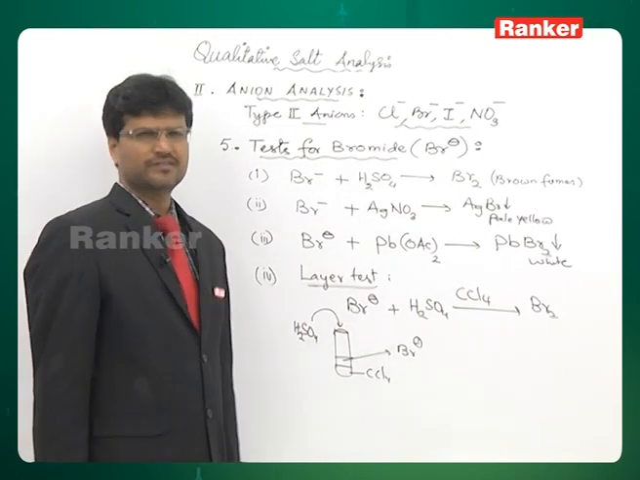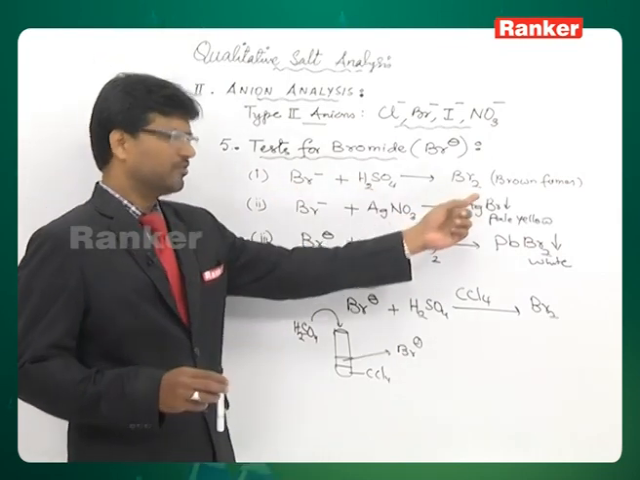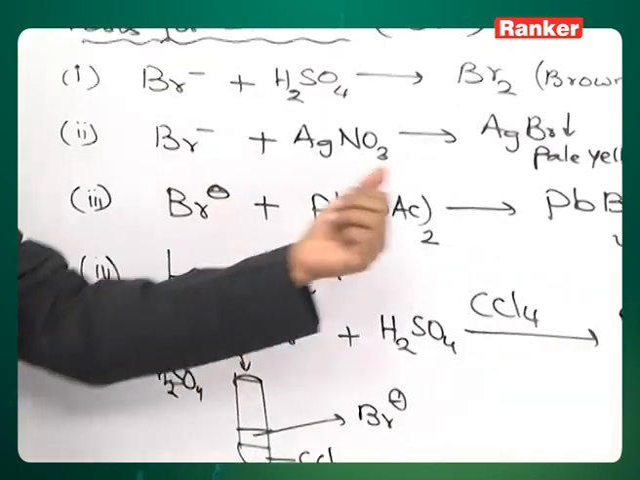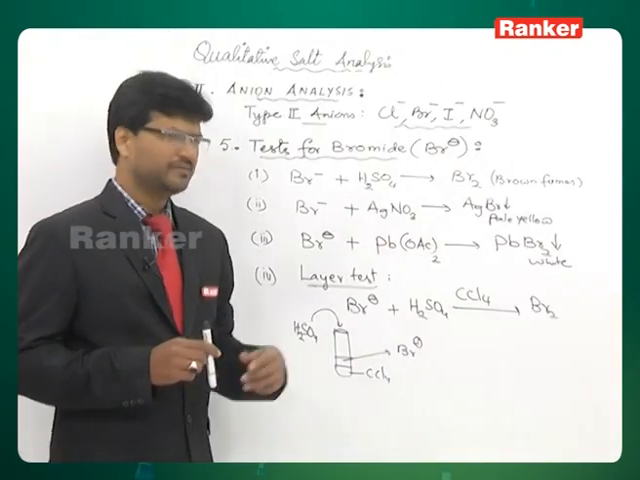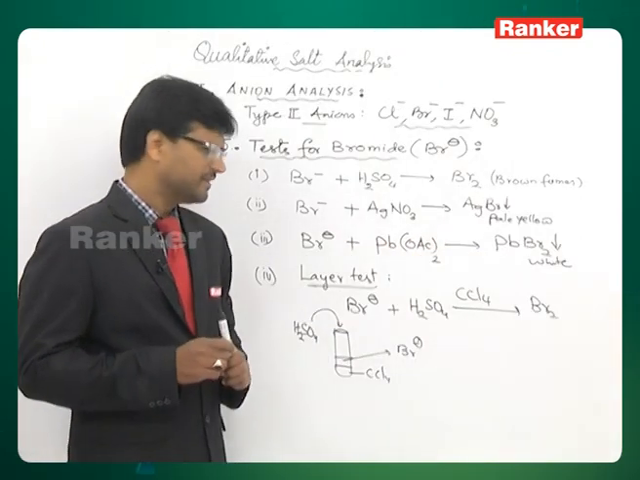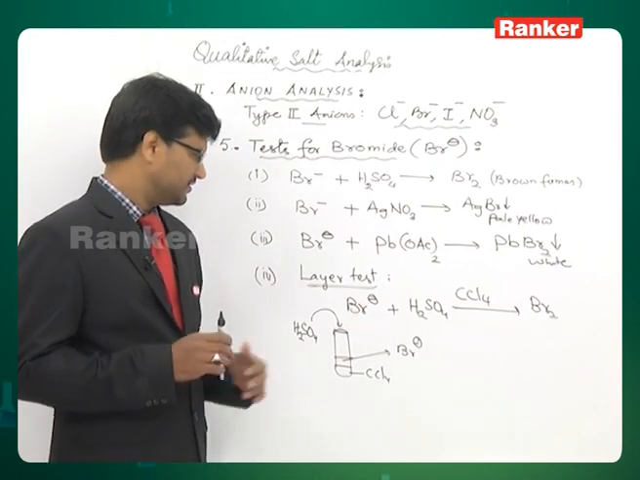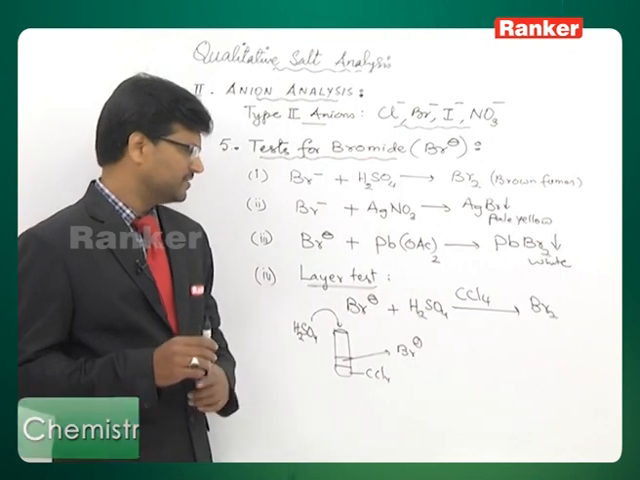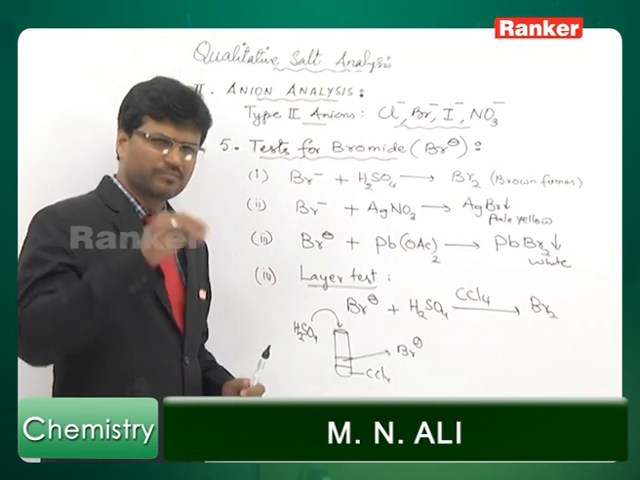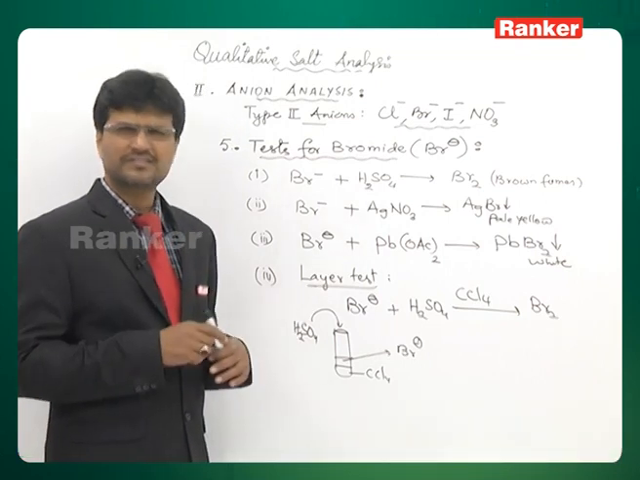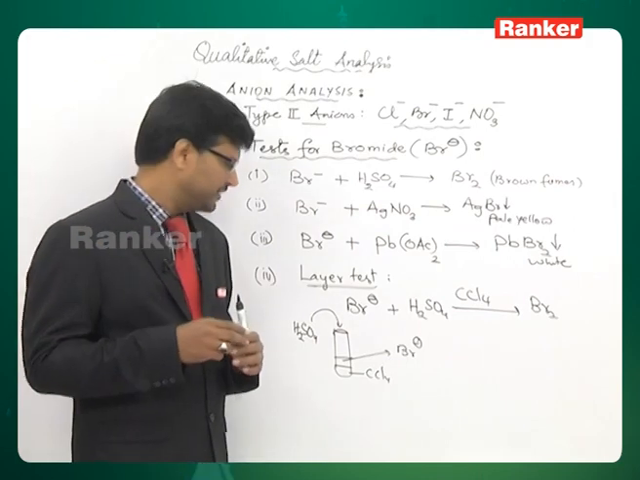So these are a few important tests for bromide. Bromide is oxidized to bromine with concentrated sulfuric acid. Bromide gives a pale yellow precipitate of AgBr with silver nitrate. Bromide gives white precipitate of plumbous bromide with lead acetate. And this is layer's test. Layer test consists of treating bromide with sulfuric acid in presence of a solvent like chloroform or CCl4. Whatever bromide becomes bromine, bromine will dissolve in CCl4 and the layer of CCl4 develops the color of bromine.